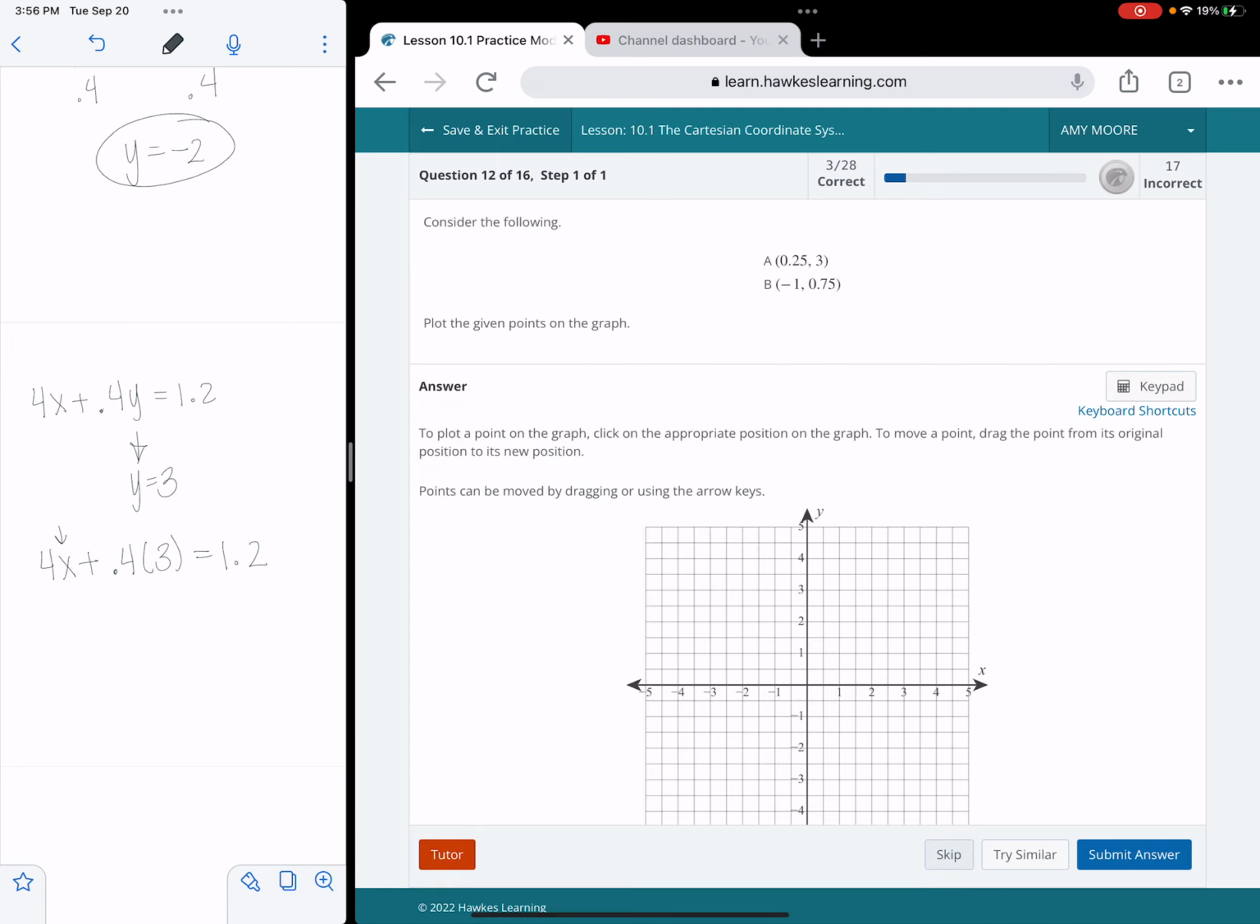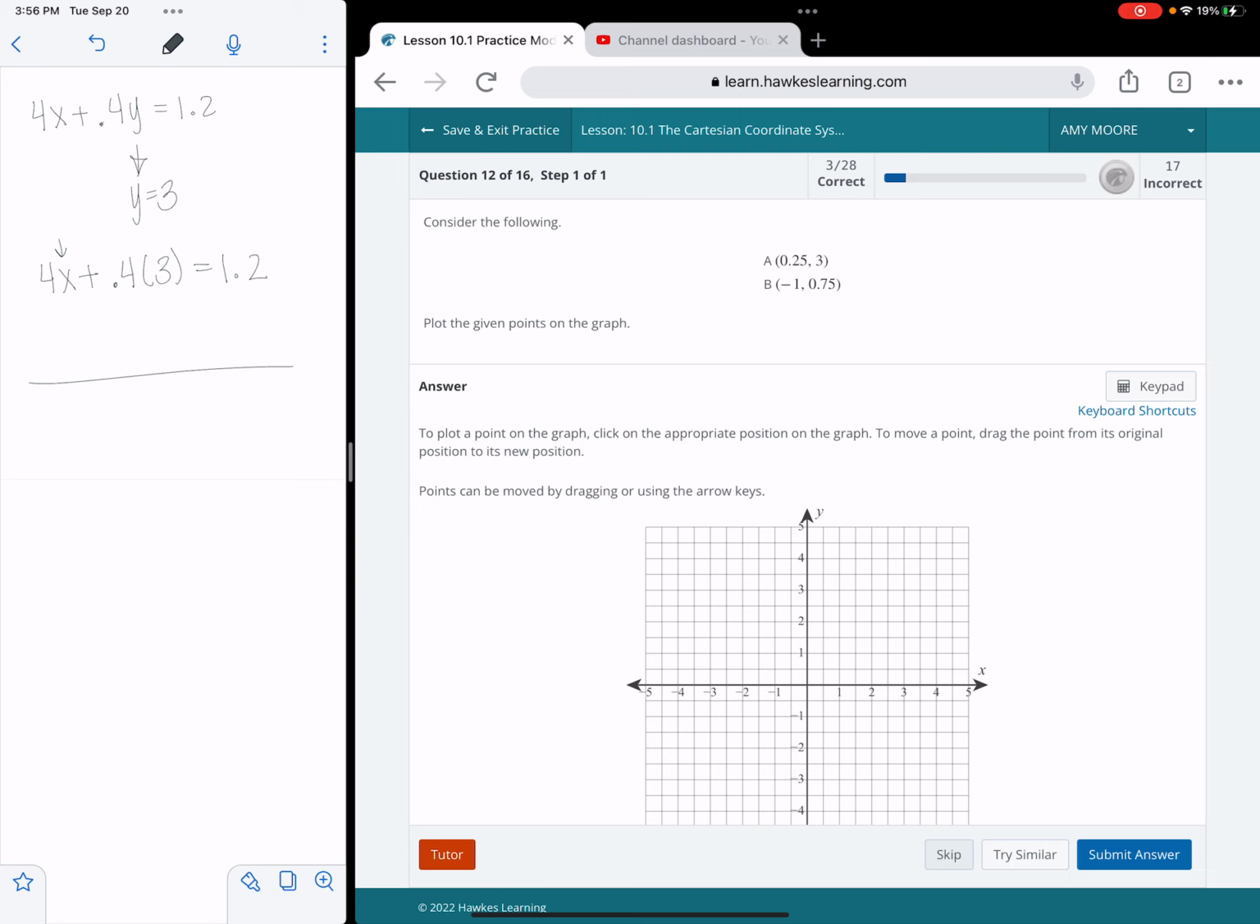All right, I want to find the fraction one. Well, this will work. Let's start here with the decimals. Plot the point 0.25, 3, that's point A, and point B is going to be negative 1, 0.75. All right, so we've got decimals, which is good because if it was fractions, we would just convert it to decimals first, but they gave it to me in decimals.